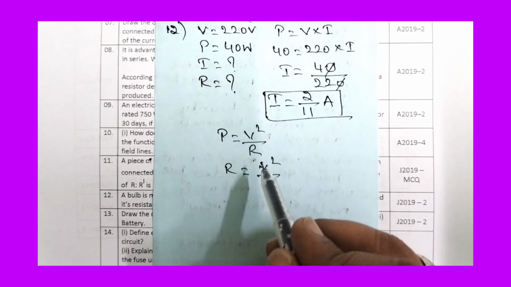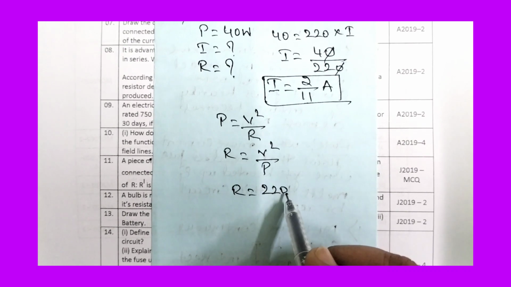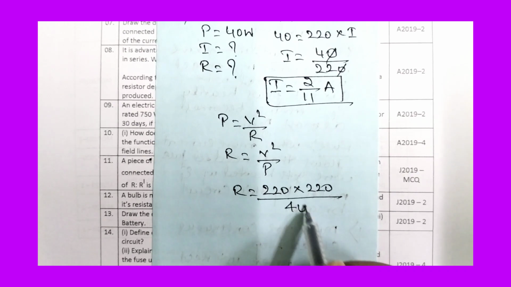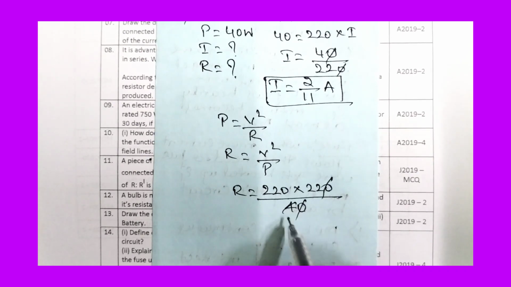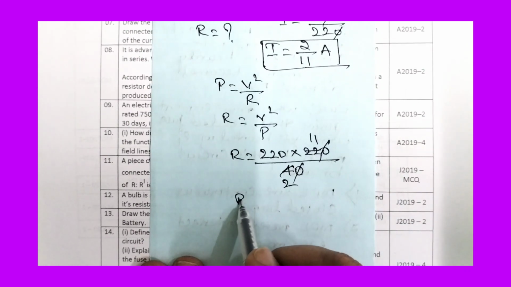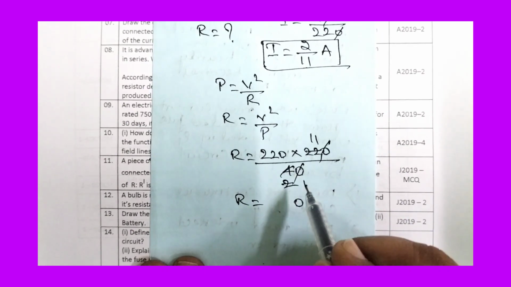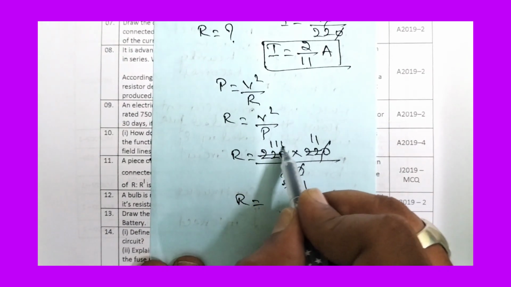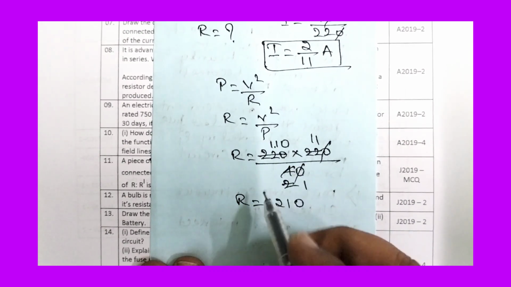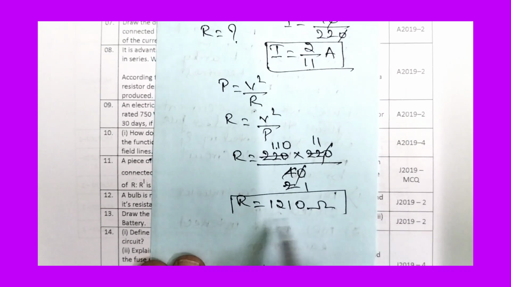Take R here and bring P below. So R is equal to V², that is 220 into 220 divided by 40. 0 0 cancel. 2 2s 2 11s. So now R is equal to, there is a 0 here, write it like that. Next we can cancel here. 2 1s 2 1s 2 1s 0. So 11 11s 121, then 10 is there. So the resistance is 1210 ohms.